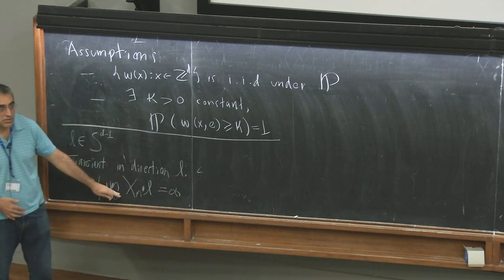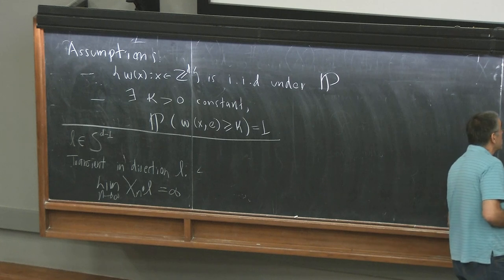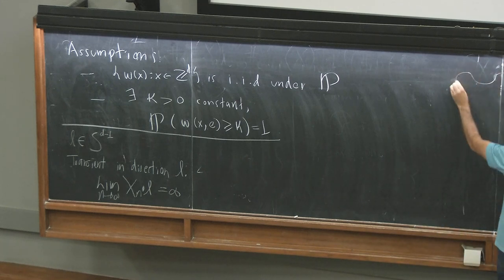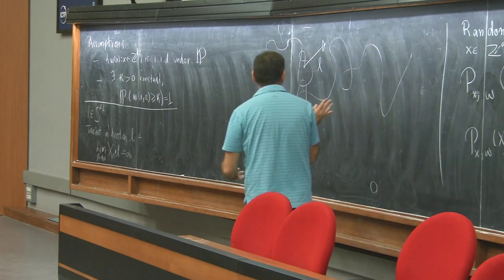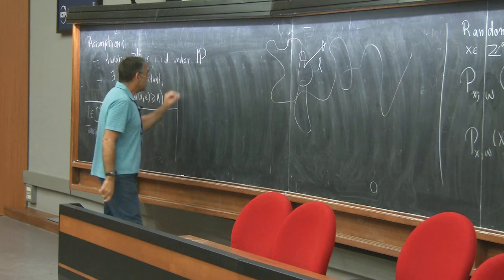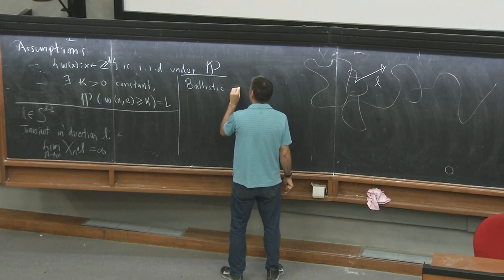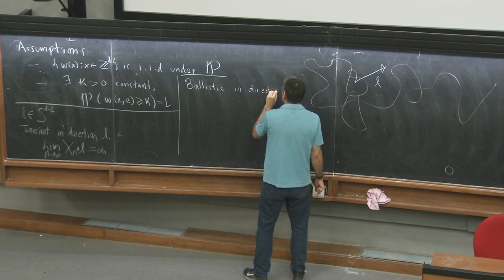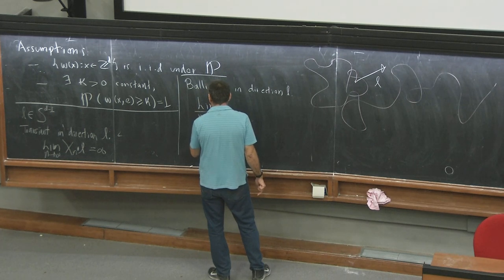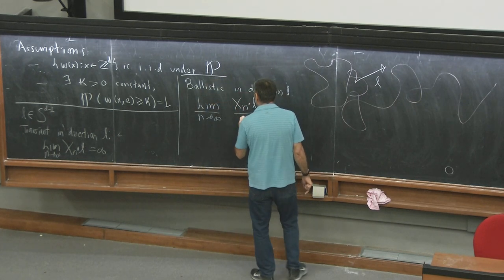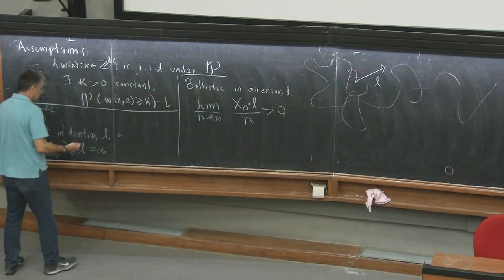This point here is just the inner product, or the projection, of the position of the walk in direction L. So in the picture, it would mean that the random walk may move backwards somehow, but at some point it will end up going to infinity. It could oscillate, but its projection in this direction will go to infinity. And the other behavior which will be relevant is what I already said, ballistic in direction L. This means that the transient behavior occurs with a given speed. So this is a much stronger statement than transience, or directional transience, let's say.